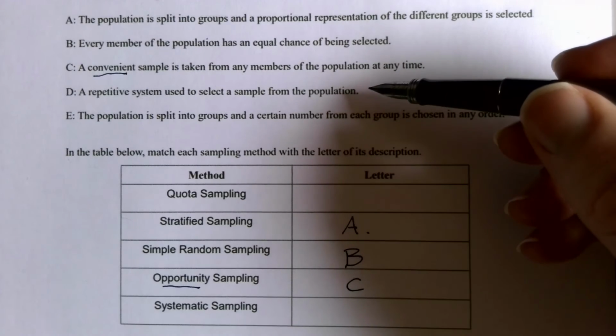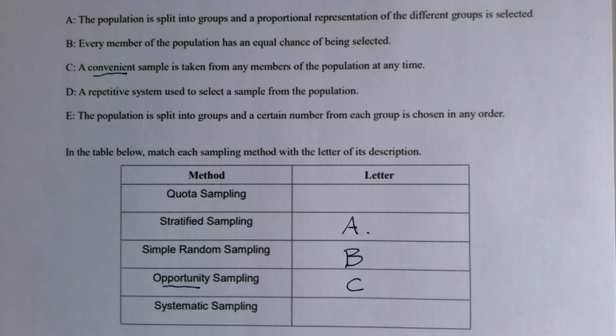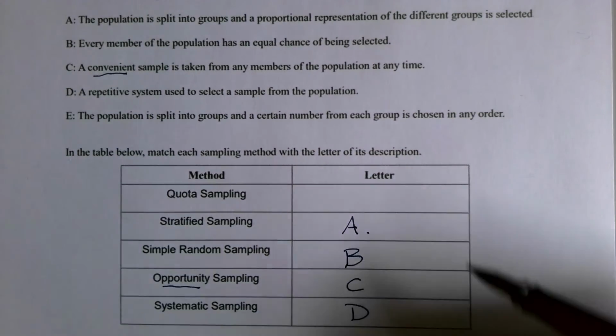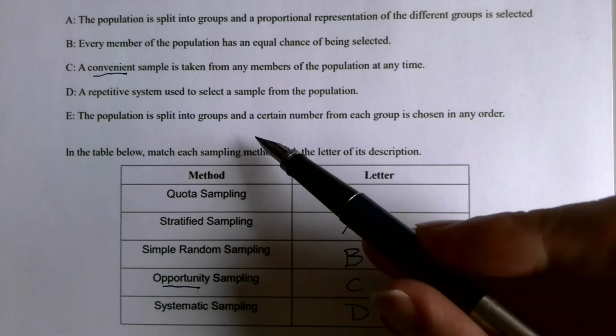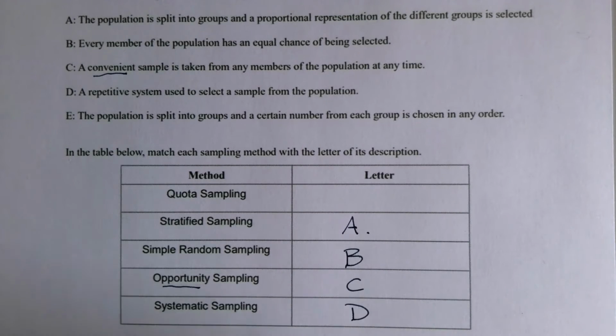A repetitive system to use to select a sample from the population. The word random could have been in there as well. The repetitiveness should put you on to systematic. So that's where if you are going to have to pick 1/10 of the population, so say you've got a population of 100 and you want to pick 10 of them, then you would randomly select one of the first 10 and then take every 10th one from there, which must mean that quota is the last one that we've got. The population is split into groups and a certain number from each group is chosen in any order.